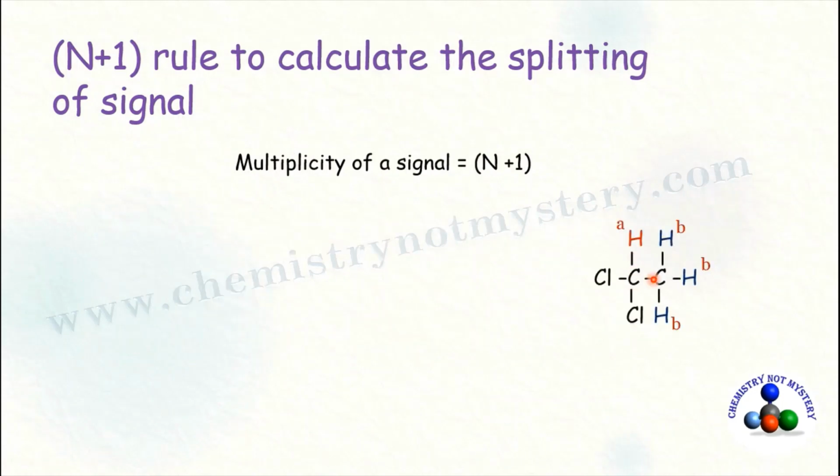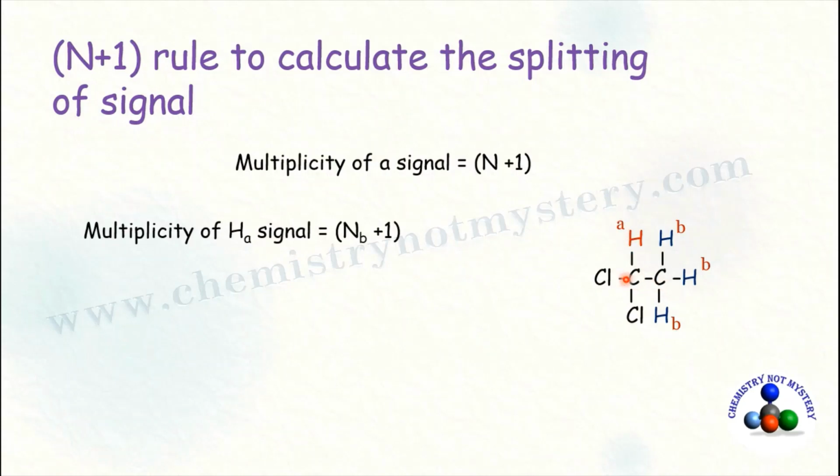For example, in this molecule, there are two sets of chemically equivalent protons. Now use this n+1 rule to get the multiplicity of proton A. To get the multiplicity of proton A, you have to calculate the B set of protons, as these protons are non-equivalent to proton A, but they are equivalent to each other and they are present on the neighboring carbon to which proton A is bonded.